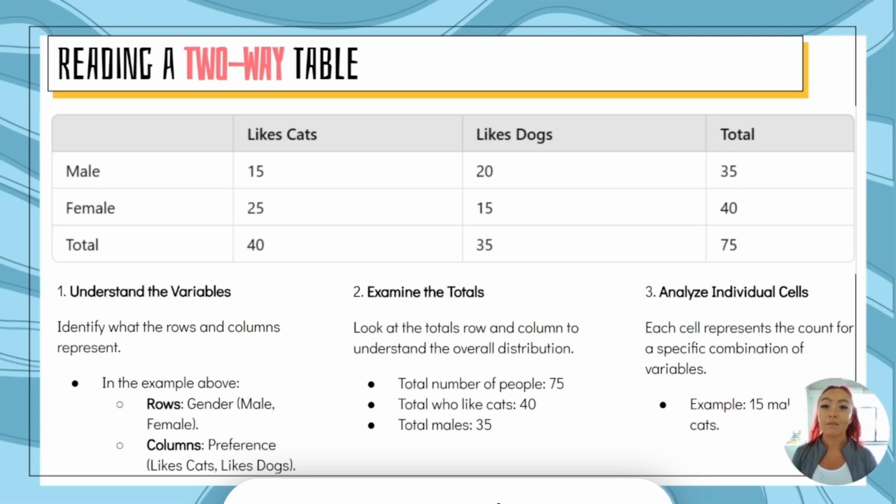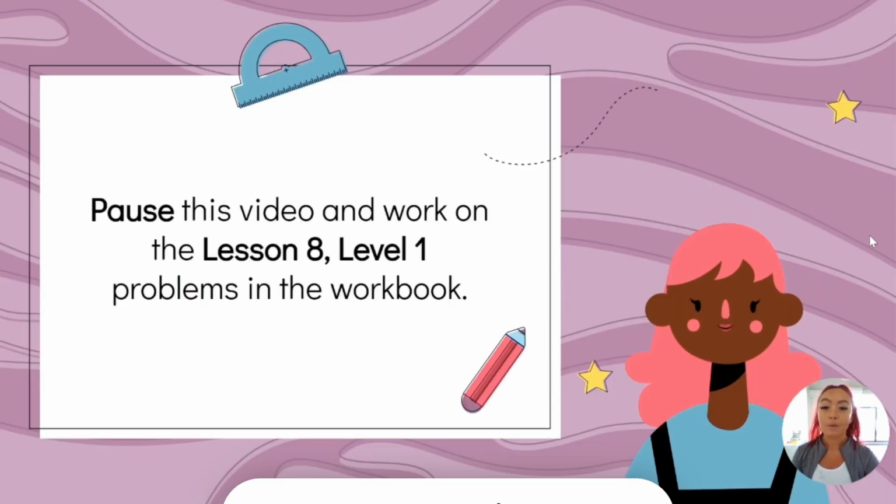And then you want to analyze individual cells. So, for example, 15 males, if we look at this cell right here, this means that 15 males like cats. Please pause this video and work on the Lesson 8, Level 1 problems in the workbook.